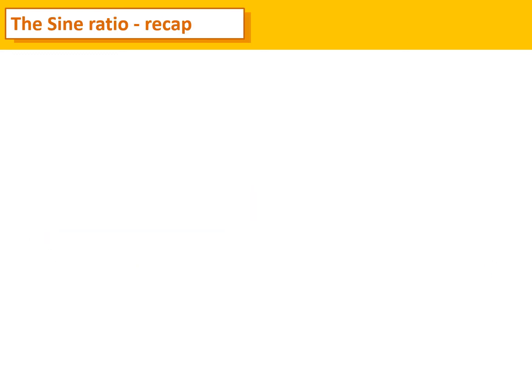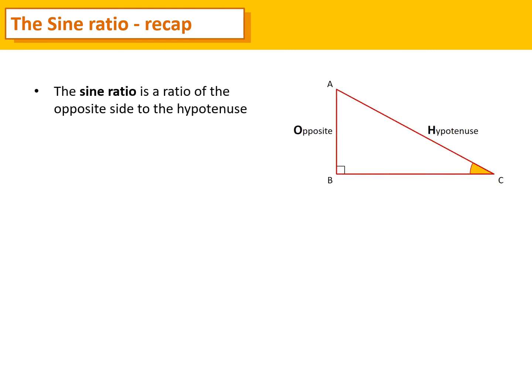Let's put all this together with a recap. The sine ratio is a ratio of the opposite side to the hypotenuse in a right-angled triangle. It's really important we understand which sides are the opposite and the hypotenuse. The eye of the angle looks at the opposite side, and the right angle looks at the hypotenuse. The sine of an angle is the opposite divided by the hypotenuse.